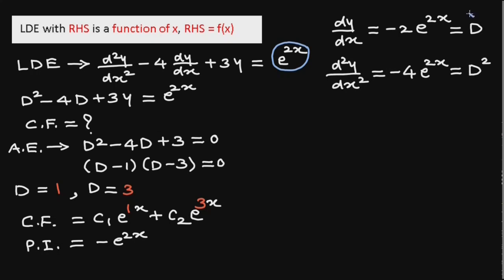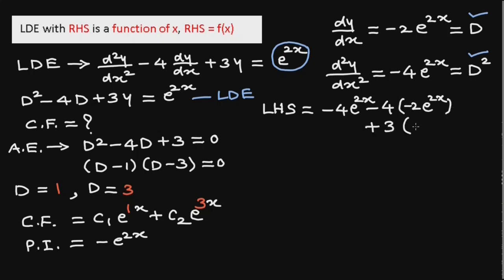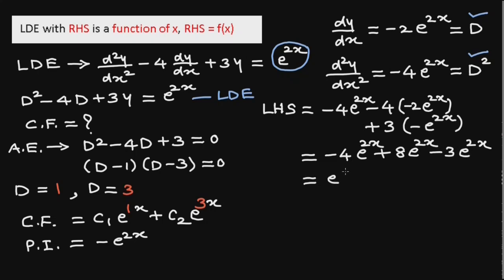We will substitute D and D square in this LDE, whose left hand side will be minus 4 e raised to 2x in place of D square, minus 4 into minus 2 e raised to 2x in place of D, plus 3 and the particular integral minus e raised to 2x in place of y. This will be minus 4 e raised to 2x plus 8 e raised to 2x minus 3 e raised to 2x. This will be e raised to 2x, which is the right hand side. And since left hand side is right hand side, it is verified that this particular integral is correct.